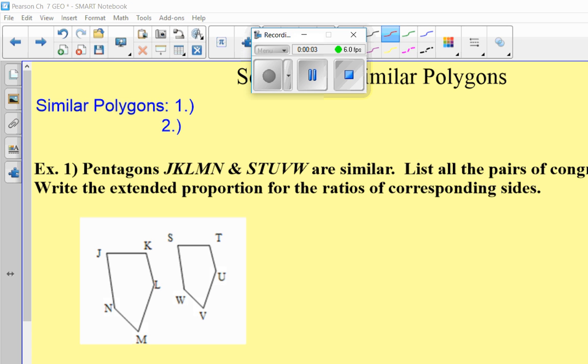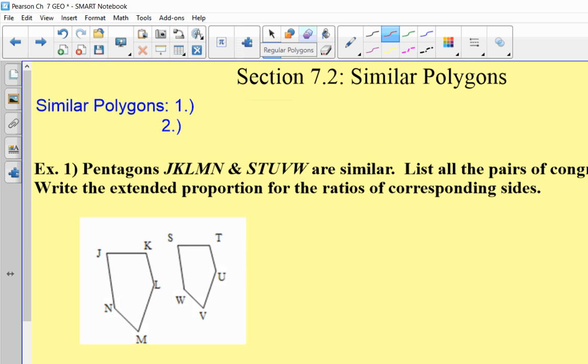Okay, everybody, this is chapter 7, section 2, and now we're going to look at similarity of polygons. So remember, polygon is a term that just says, I have a many-sided figure. So that could be anywhere from a triangle up to something that maybe has 100 sides. Couple rules here that we need here at the top.